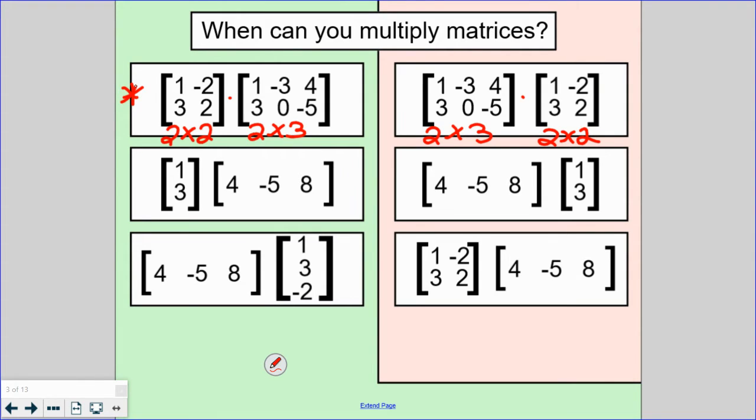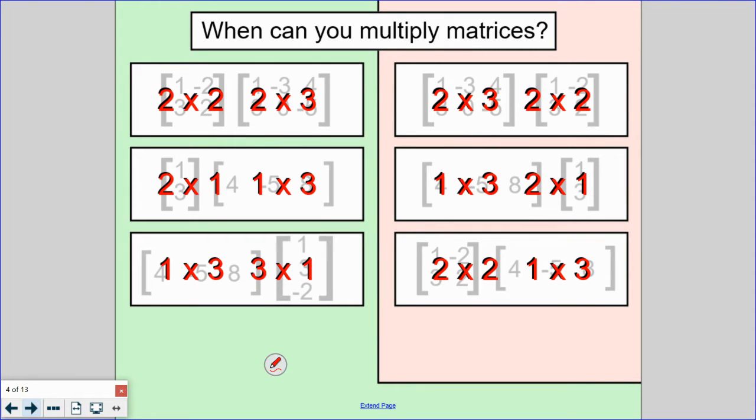In matrix multiplication, the dimensions matter, and so I'm going to have these already filled out here, showing the dimensions of each of these matrices, and tell you that the ones on the left with the green background are able to be multiplied. The ones on the right are not. The dimensions are not right.